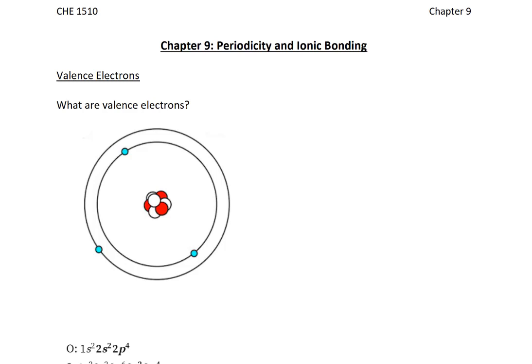In this section, we're going to be talking about valence electrons. Valence electrons are the outer electrons, and these electrons are important because they are what are involved in bonding. When we talk about the outer electrons, we mean the electrons that are furthest away from the nucleus.